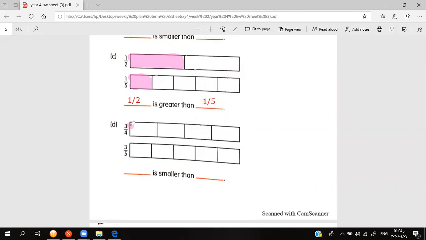Here he's saying color 3 from the 4. And here he's saying color 3 from the 5. Okay, now which is smaller? Definitely the 3 from the 5. So 3 over 5 is smaller than 3 over 4.